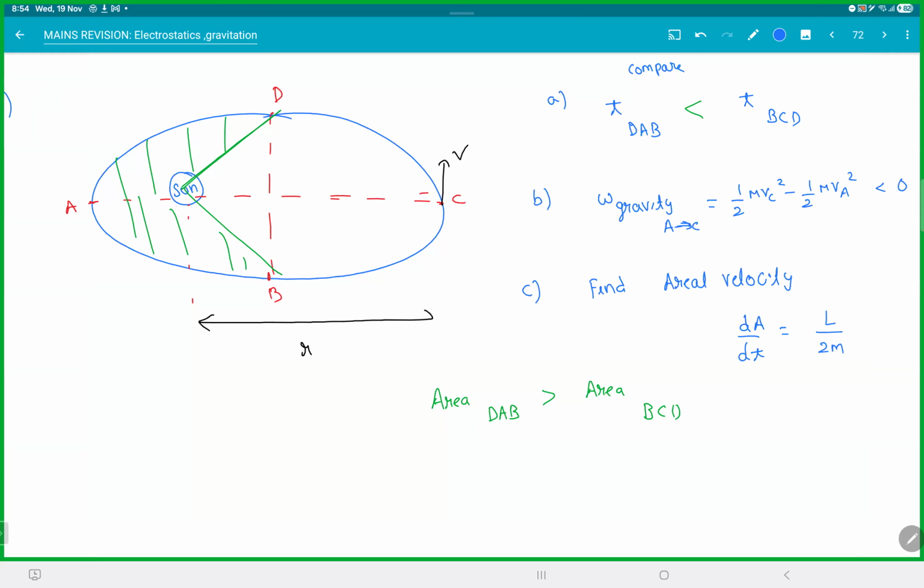Kepler's second law is actually another form of the law of conservation of angular momentum. Remember? That was a CET question. Kepler's second law is another form of what? They gave momentum, energy, angular momentum. It's another form of the law of conservation of angular momentum. Since the areal velocity is constant, L is also constant. So that is the proof. And what is angular momentum? mvr.